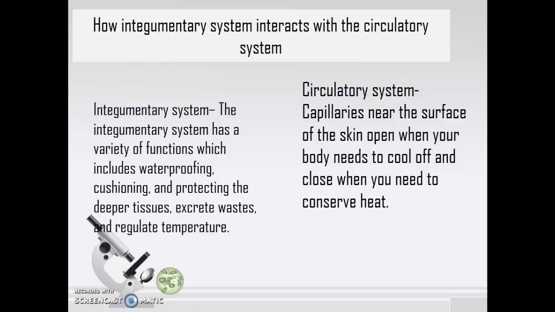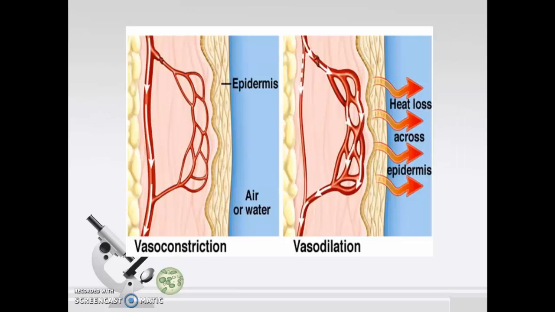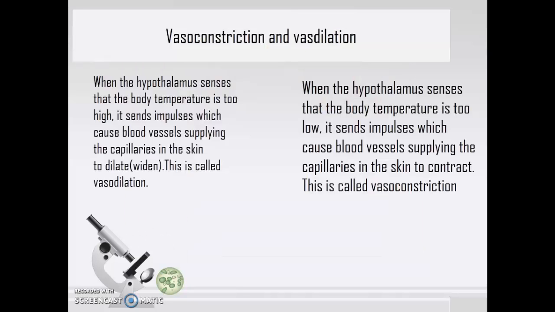Vasodilation is the widening of the blood capillaries in the skin, which has a function we are going to see in our upcoming slides. And vasoconstriction is the constricting of blood capillaries. So this is vasoconstriction and this is vasodilation. Now, why does it happen? When the hypothalamus, the thermostat of our body, senses that body temperature is too high, as during summers, it sends impulses to the blood capillaries in the skin to dilate, that is to get wide. This is vasodilation, and the opposite of it is vasoconstriction.